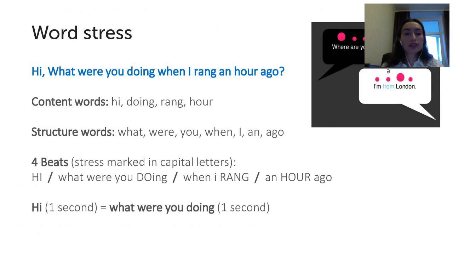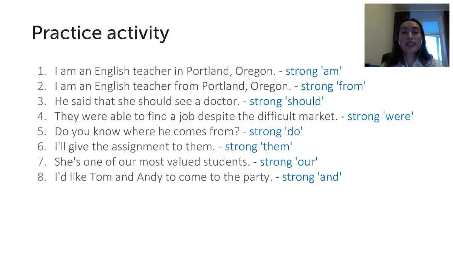Let's move on. So let's practice actively and decide how the word indicated would change the meaning of the following sentences when using the strong form. So practice saying it, just alternating between weak and strong forms. I am an English teacher in Portland, Oregon. I'm an English teacher from Portland, Oregon.